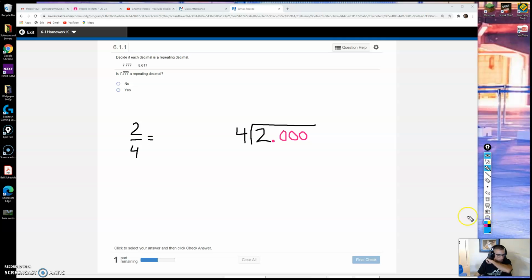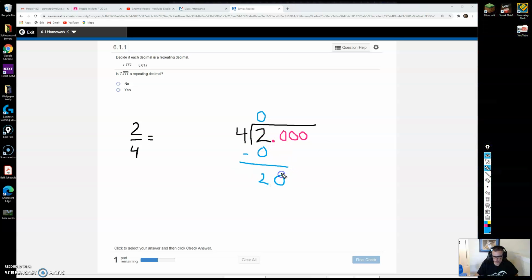All right, so I say 4 goes into 2 0 times. 0 times 4 is 0. 2, bring down the 0. Remember, my decimal point is now going to go here. 4 goes into 20 5 times. 5 times 4 is 20. I subtract, and I get 0. I'm going to put the 0 in red. What that means is a remainder of 0. So 2 fourths in decimal form is 0.5.